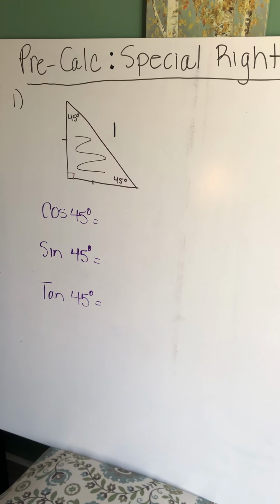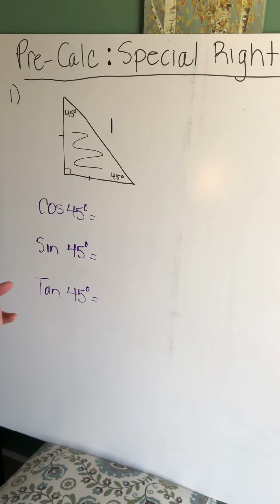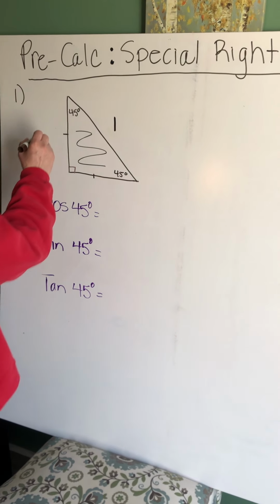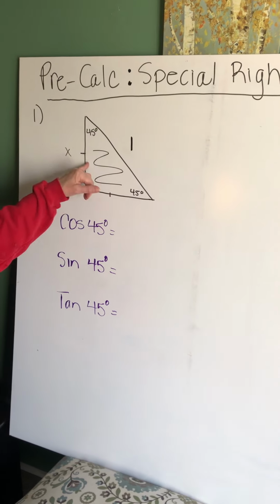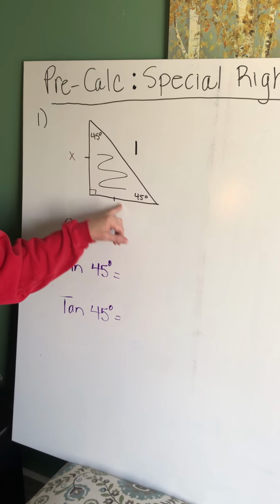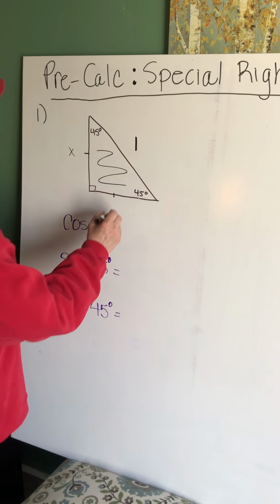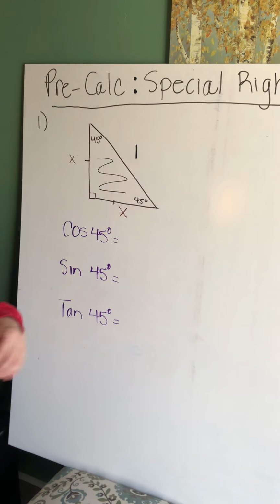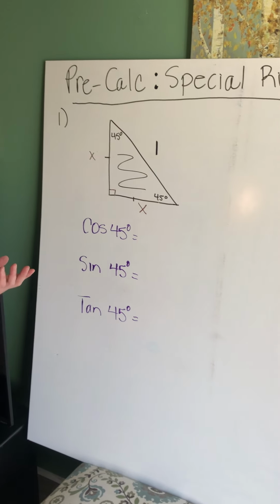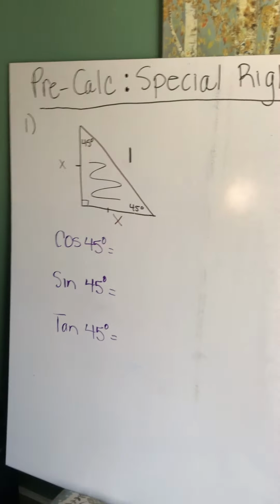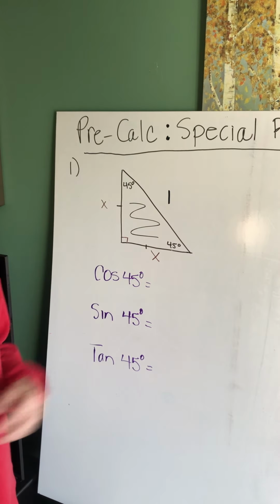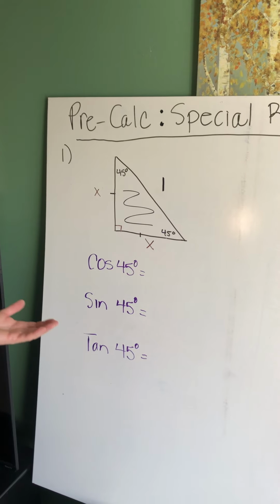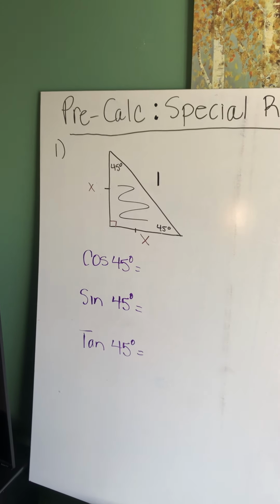Notice they are shorter than the hypotenuse. I don't know how long they are, so I'm going to call this leg x. And of course, because these legs are the same length, because the base angles are equal, this side must also be x. That's why this is called a special right triangle, because just by having one side, I can find the other 2. In other right triangles, you need 2 sides to find the third.